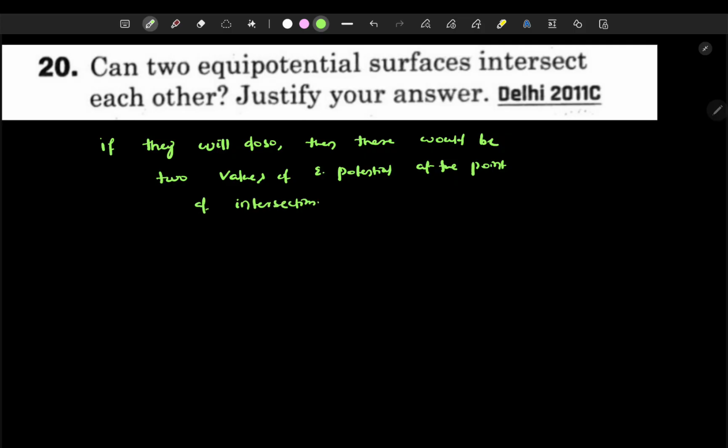Some students write the answer to this question in another way. We know electric field lines are perpendicular to equipotential surfaces. So if two EPS intersect each other, the perpendiculars drawn to those surfaces will also intersect each other. And we know two electric field lines never intersect each other. If they did, there would be two directions of electric field intensity at the point of intersection, which is practically not possible. Like this you may write the answer.